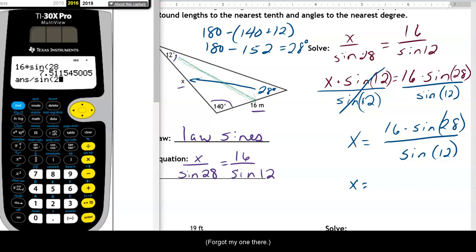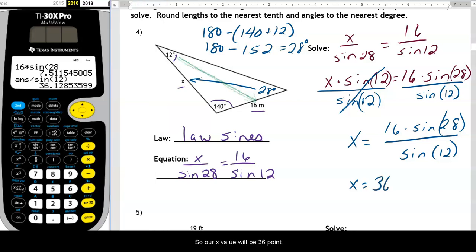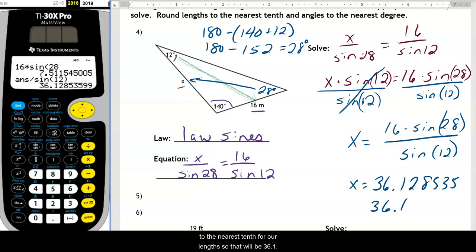Oh, forgot my 1 there. And enter. So our x value will be 36.12855, and that continues to go on, but we were asked to round to the nearest tenth for our lengths, so that will be 36.1, and our unit is meters.